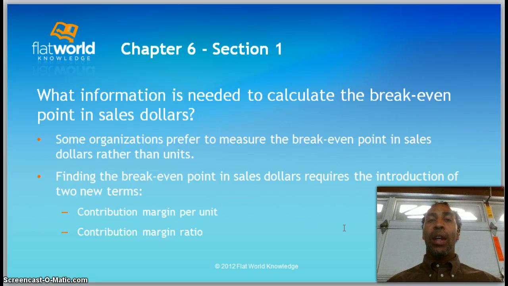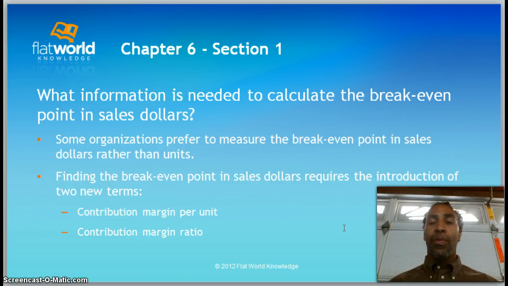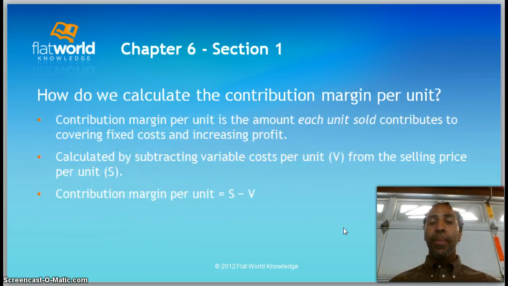How much of the money from the revenue that you get back from each unit you sell is applied to fixed costs and profit? And then you have your contribution margin ratio, and we're going to use that more often than the contribution margin per unit because we're actually going to do some math with the contribution margin ratio. So how do we calculate the contribution margin per unit? Contribution margin per unit is the amount each unit sold contributes to covering fixed costs and increasing profit. It's calculated by subtracting variable cost per unit, which is V, from the selling price per unit, which I already explained in the previous slide. So contribution margin per unit is S minus V. So how much the sales price is minus the variable cost.